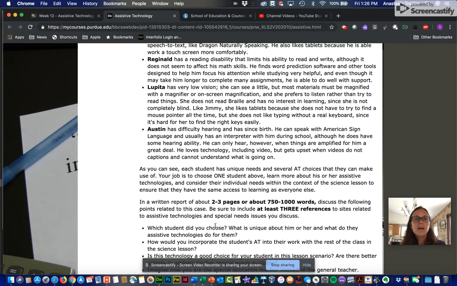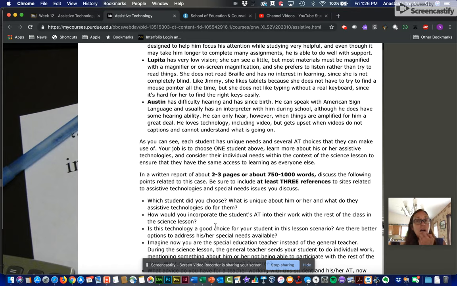And then you've got Austin, who has a hearing disability. He can hear somewhat, but he's had this difficulty hearing, and so therefore he's learned ASL, and often has an interpreter with him during school. So there's a person with him during school hours. He can only hear when things are amplified a lot.